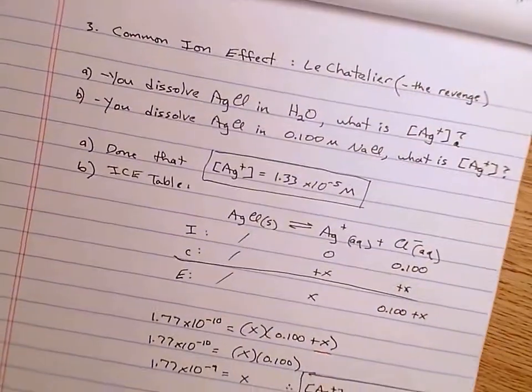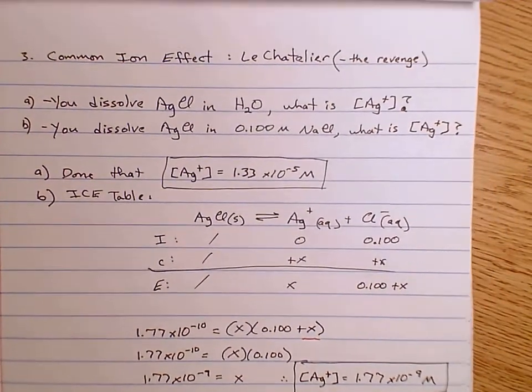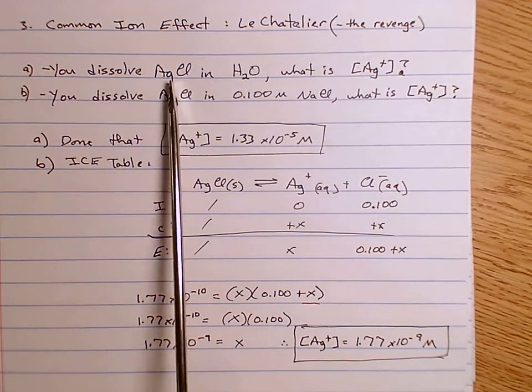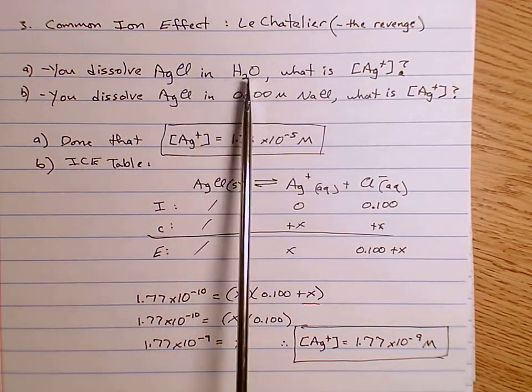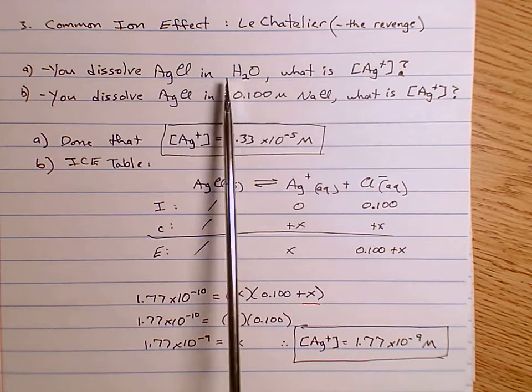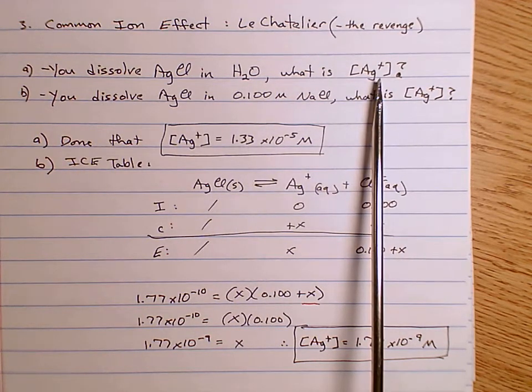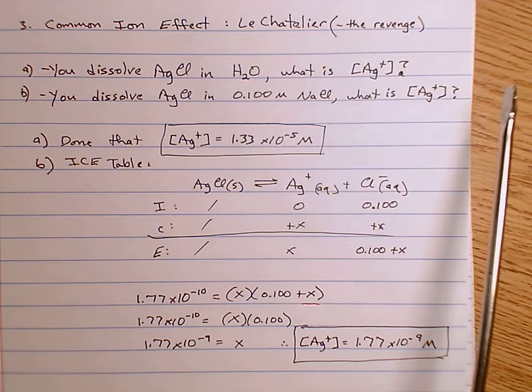Well, that's nice, but let's look at Le Chatelier's principle. Let's look at the common ion effect. Here are two questions. One we've already done. That's why I picked it as the first one. You dissolve plenty of AgCl in water, such that you get a saturated solution. What's going to be the concentration of silver ion in solution? How much silver ion is left in solution?